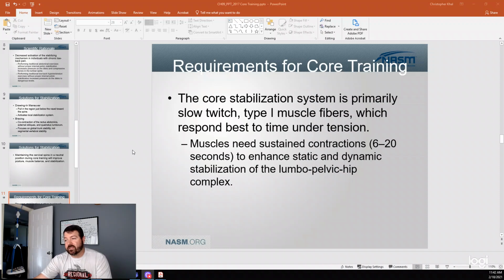Requirements for core training. Okay, so the core stabilization system is primarily slow twitch. I mean, there's usually a pretty good mix in it. Some muscles need substantial contraction, 6 to 20 seconds, to enhance static and dynamic stabilization of that complex. So a lot of times holds are going to be very, very beneficial, especially right off the bat. That's going to be your planks and side planks as the main ones. You could do some bridges as well and do the holds. But a lot of those can be very, very beneficial for your core muscles.